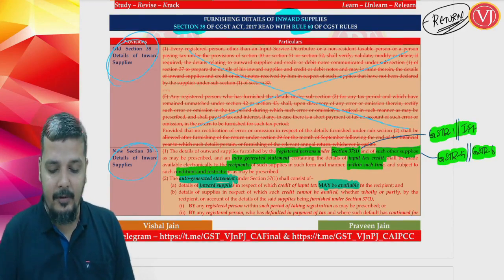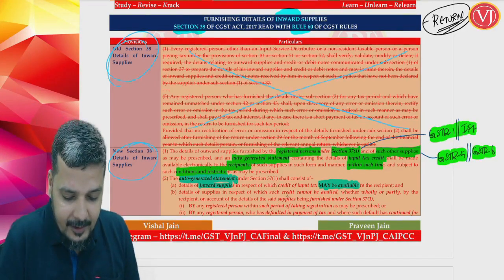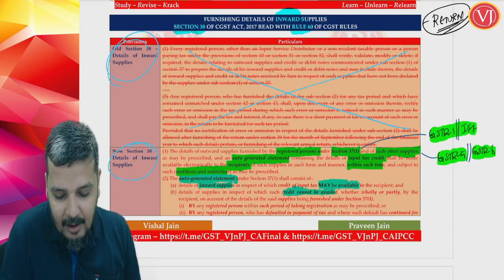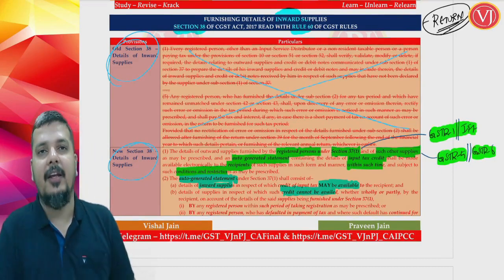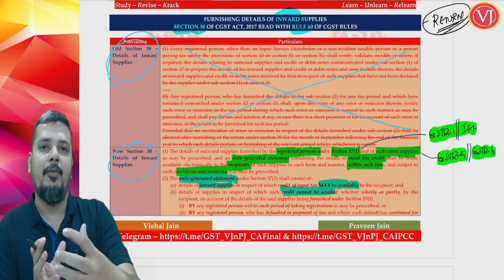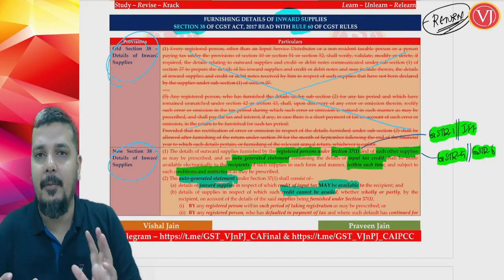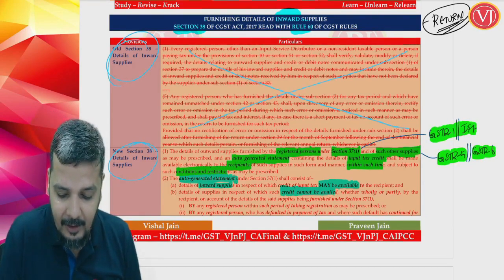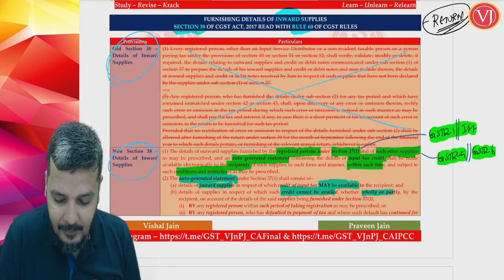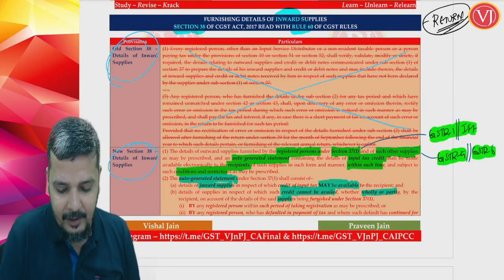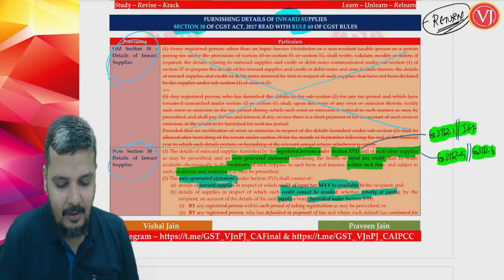May be available, and the details of supplies on which credit cannot be availed. It will give me two lists, whatever is appearing in my GSTR 2B: which portion credit may be available, recommendatory, you may take it, and which portion credit shall not be availed, you cannot take it, mandatory, whether wholly or partly, on account of the details of supplies furnished under Section 37, subsection 1.